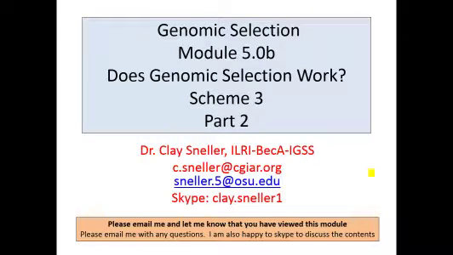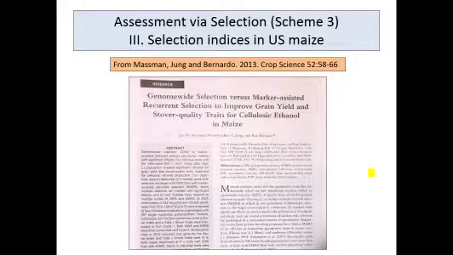Welcome to the second part of Module 5 on genomic selection, where we're evaluating whether genomic selection is working, looking at research papers that evaluate the accuracy of genomic selection using Scheme 3. And here's one of those. We're looking at now the use of selection indices to improve stover and yield in U.S. maize.